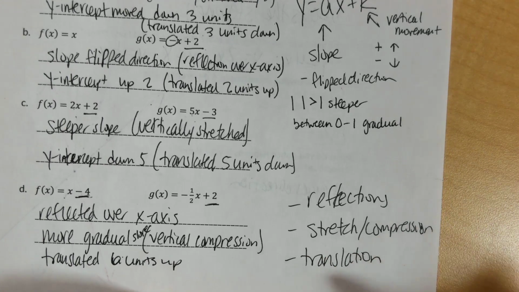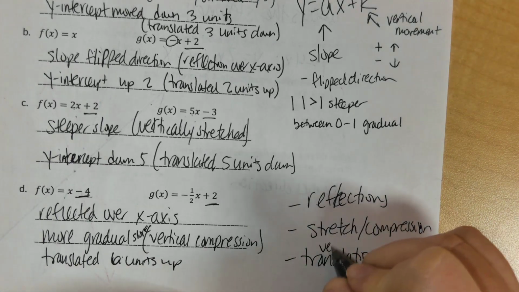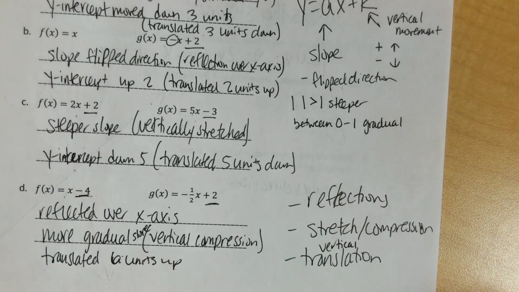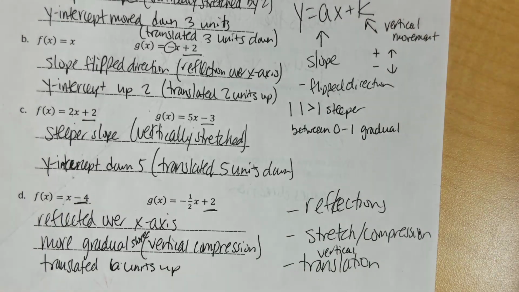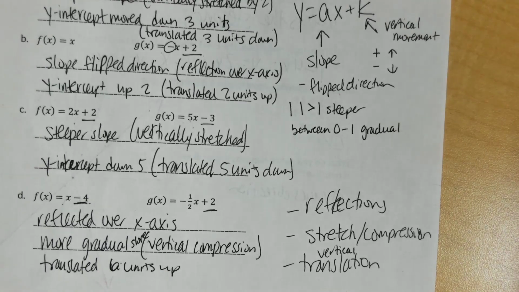And then finally, translation is just a movement up and down. In this case, it's a vertical translation. Let's go ahead and clarify that. It's a vertical translation moving up and down. So when that k value is positive, it moves up. If it's negative, it moves down. Okay, so these are kind of just, excuse me, the basics for translations for linear functions.